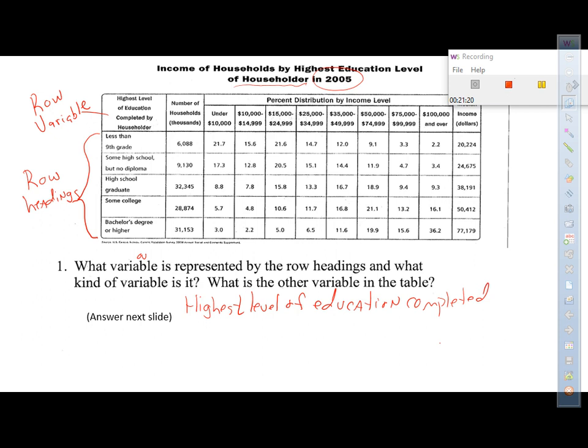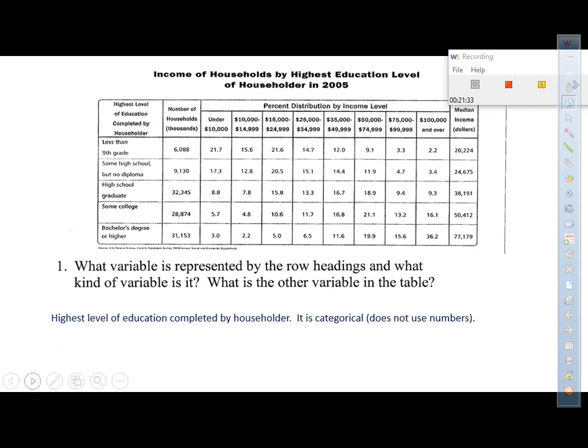Now, we need to decide, is it categorical or numerical? So look down through here. Do you see numbers represented, or categories? In this case, you see categories. So, the highest level of education completed by the householder is my row variable. It's categorical because it does not contain numbers. I cheated and went ahead and typed that up too.